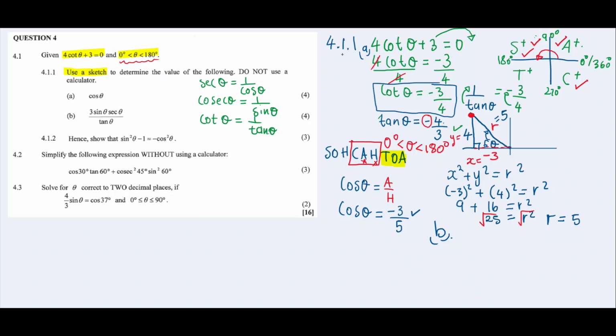So the question B, 4.1.1b, what we're supposed to do there is we have to evaluate the sine theta, we have to also evaluate the sec theta, and we also have to evaluate the tan of theta, right? So this is going to be 3 times some trig ratio here, times also another trig ratio here, and then another one at the bottom, right?